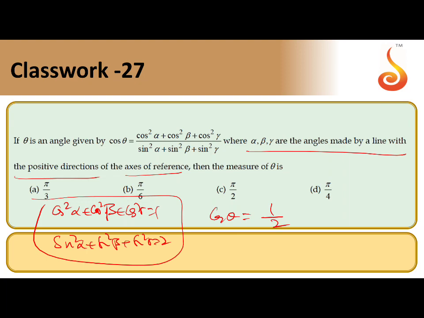Now here cos theta is 1 by 2. So theta equal to 60, that means pi by 3, is the answer. It's a very good question. Just remember, the numerator is 1, the denominator is 2, cos theta is 1 by 2, theta equal to 60.